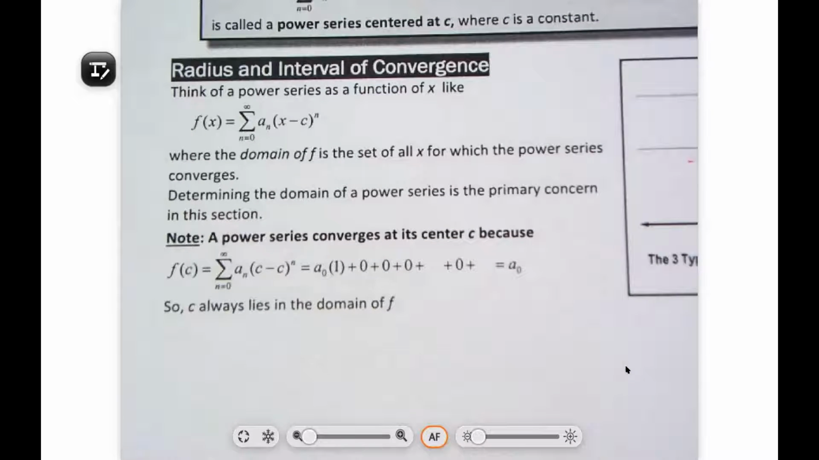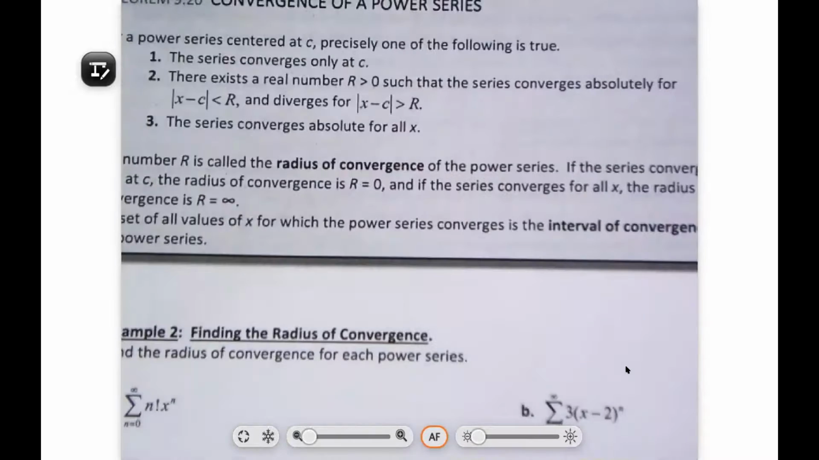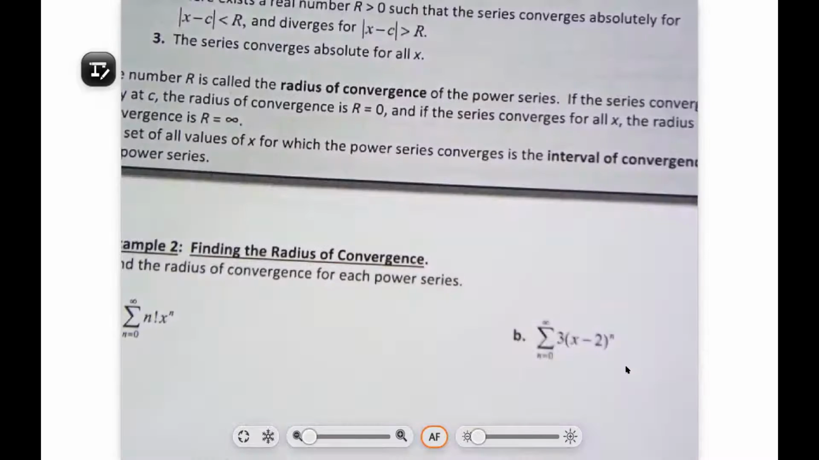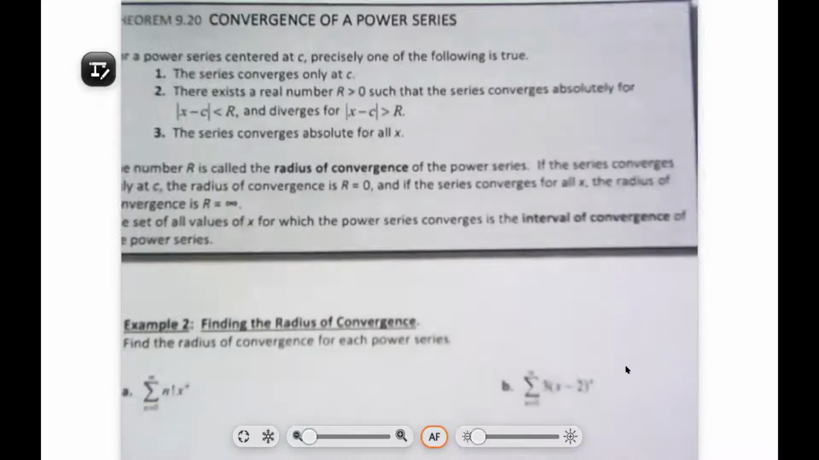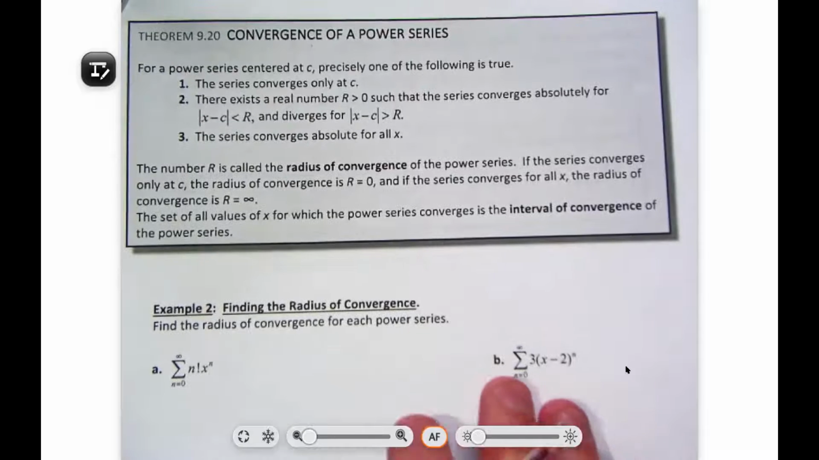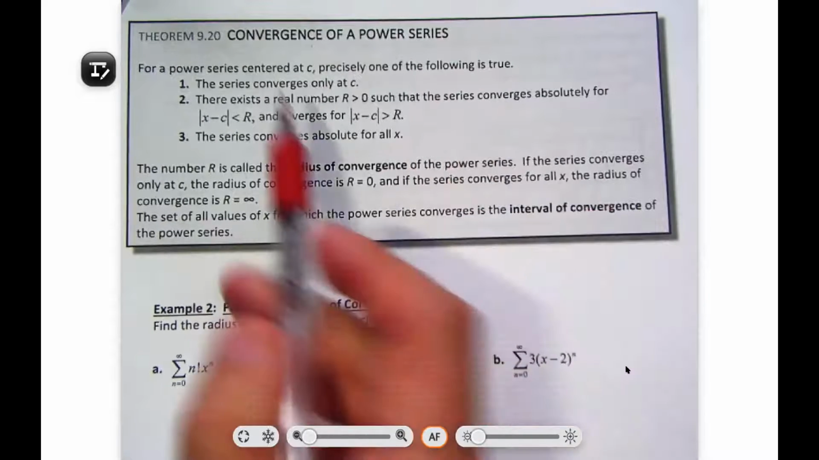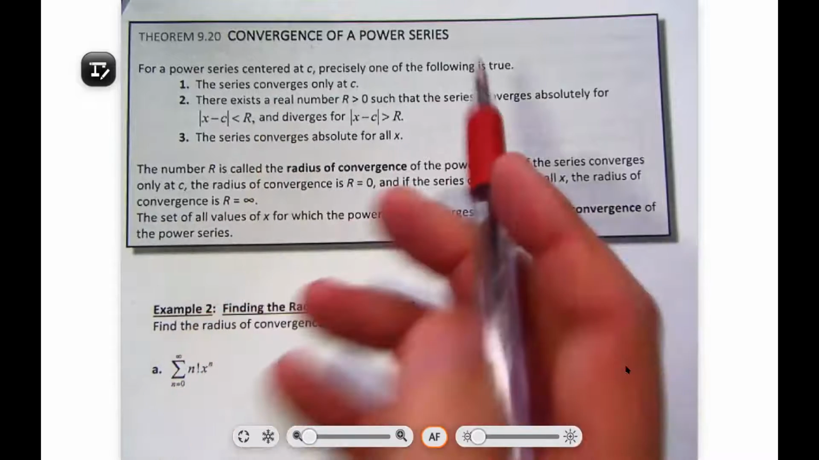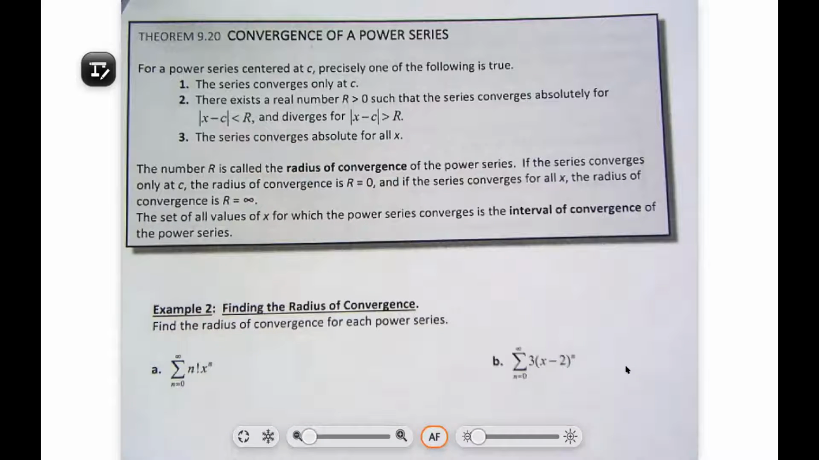The rest of the lesson is finding the radius of convergence, the interval of convergence, and practicing the ratio test over and over again, and working on the algebra, seeing things that can happen. So for a power series centered at C, one of the following is true. The series converges only at C itself, so the radius would be 0.